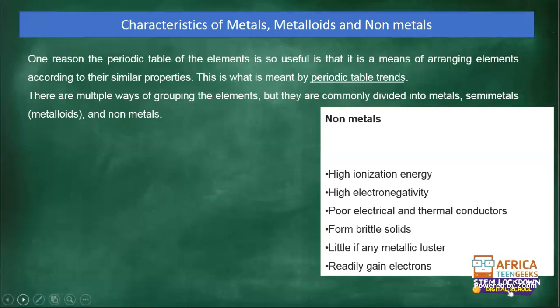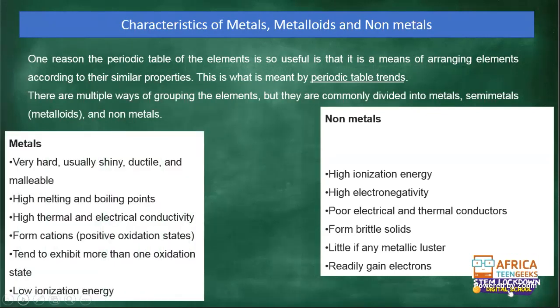One reason the periodic table of the elements is useful is that we arrange the elements according to their similar properties. We have metals on one side, the metalloids in the middle, and the nonmetals on the far right. This is what is called periodic table trends. There are multiple ways of grouping the elements, but they are commonly divided into the metals, metalloids, and nonmetals. I'm going to give you the characteristics of the metals first.